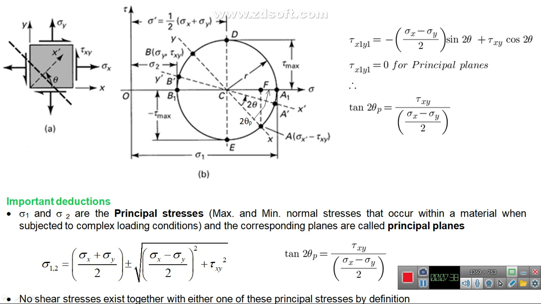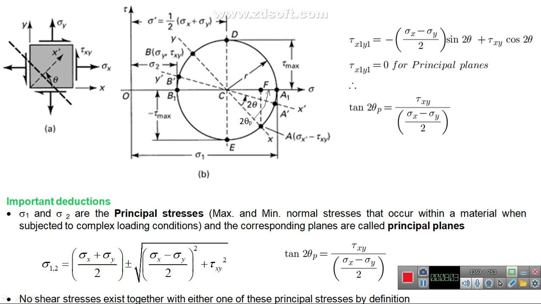Now we are interested to estimate the stresses on an arbitrary plane that is inclined to the x-plane by theta degrees. The corresponding stress states are denoted by A dash and B dash on the Mohr's circle, A dash for the x dash plane and B dash for the y dash plane. A dash and B dash are located by measuring 2 theta. To locate the point, we follow the same sense of rotation as the arbitrary plane.